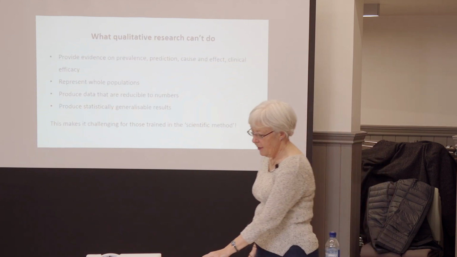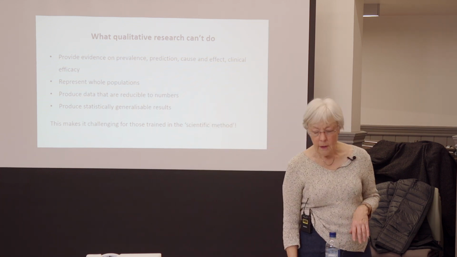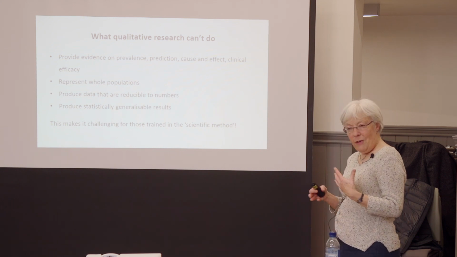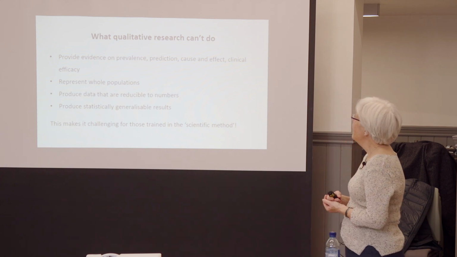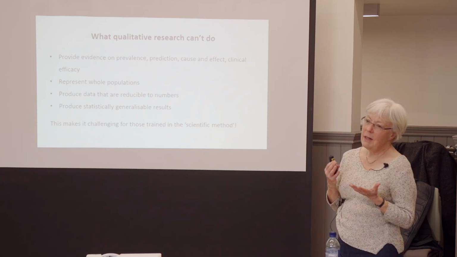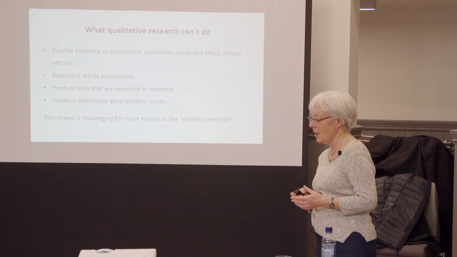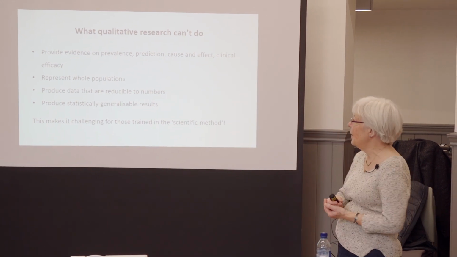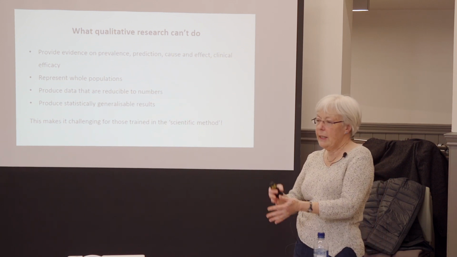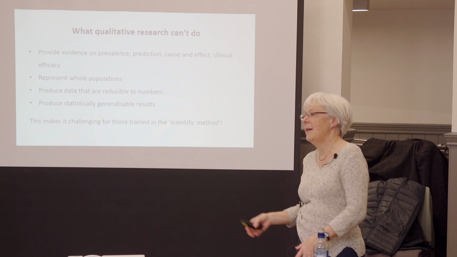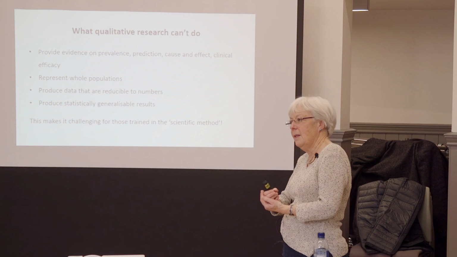I think it's just worth saying that there are certain things that qualitative research can't do. If you're very much trained in the scientific background, you might struggle a little bit with some of these concepts. Qualitative research can't provide you with information about prevalence and cause and effect, all those things. It doesn't represent a whole population. You can't reduce your data to numbers. There's no point at all in saying I interviewed 20 people and 5 said this and 6 said that and the rest said something else completely different. No point at all. So the results are not statistically generalizable.